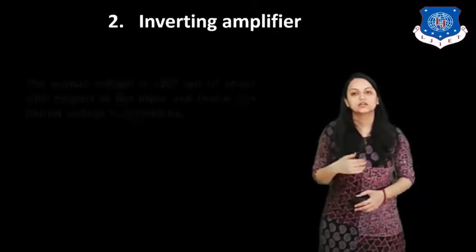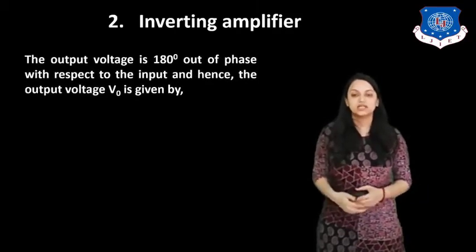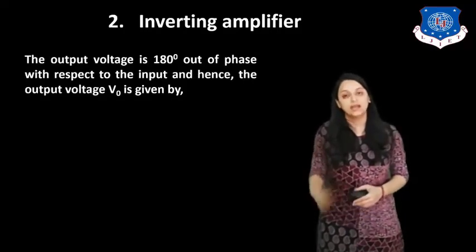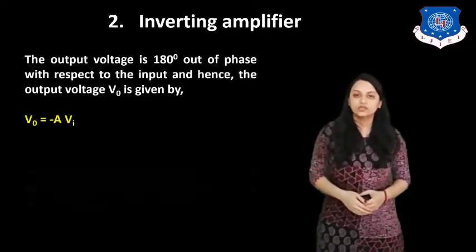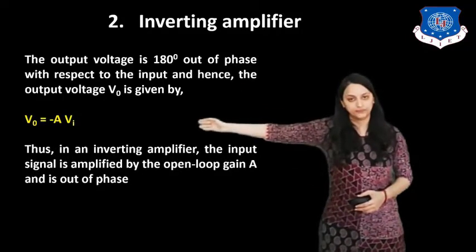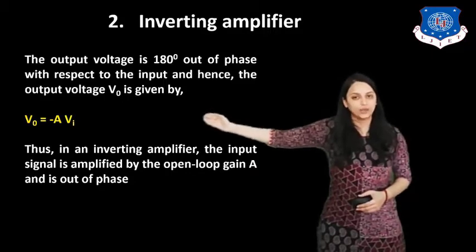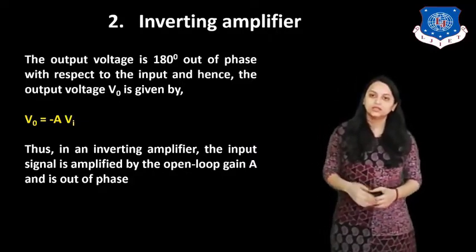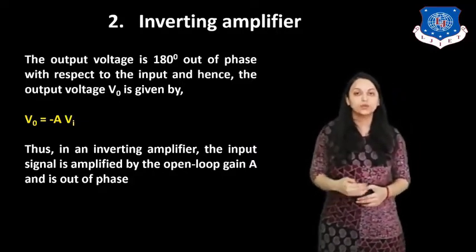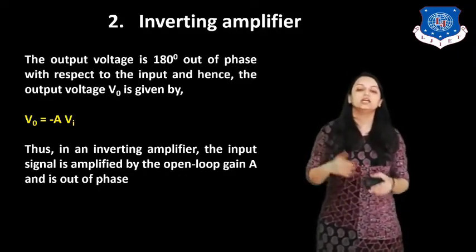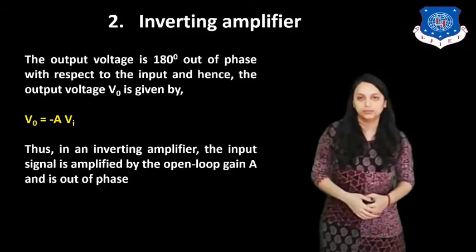Next, the output voltage is 180 degrees out of phase with respect to the input, and hence the output voltage VO is given by VO equals minus A VI. Right? This is the output voltage equation for the inverting amplifier. Thus, in an inverting amplifier, the input signal is amplified by the open loop gain A and it is out of phase. That means it will be a 180 degree phase shifted version of the input.